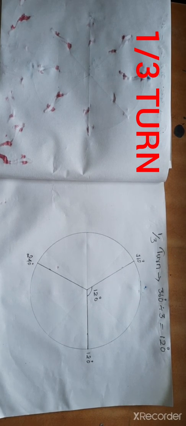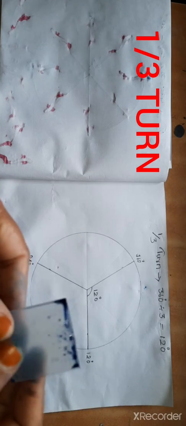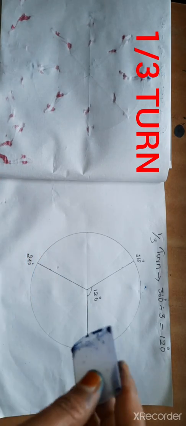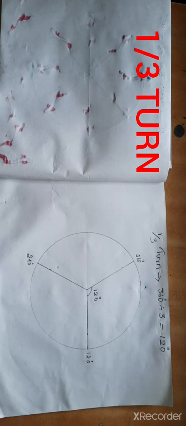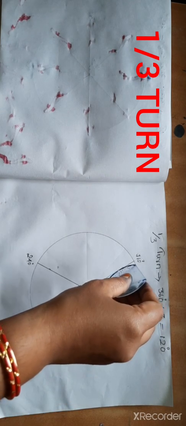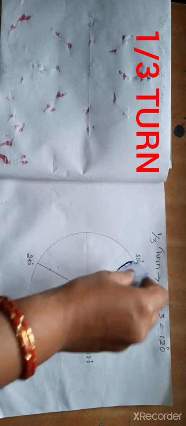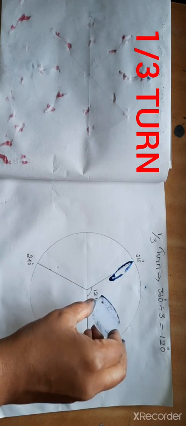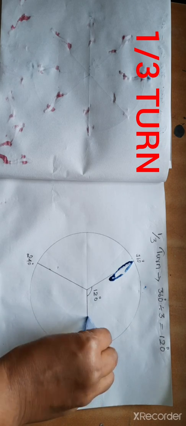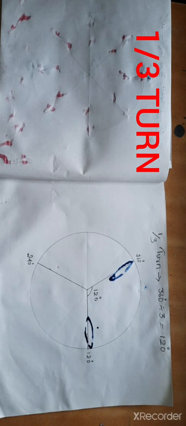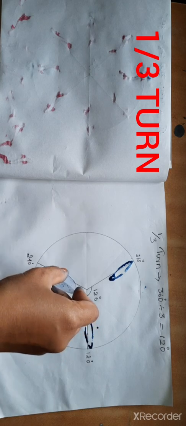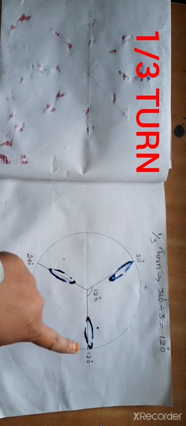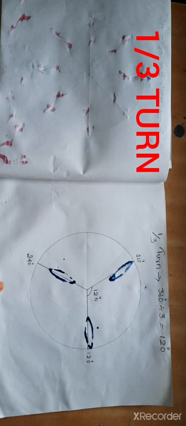Now I'll try to use this plastic block. Okay, I'll dip it in the paint and I'll try to show you what is 1/3 turn. So when the first print will be here, then I have to give it a 1/3 turn like this, and then it will look like this. So it looks like the blade of a fan, isn't it? This is called as 1/3 turn.